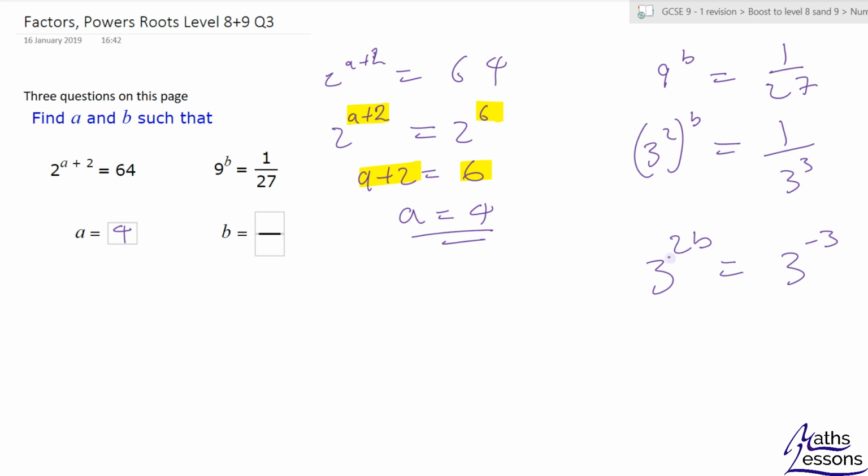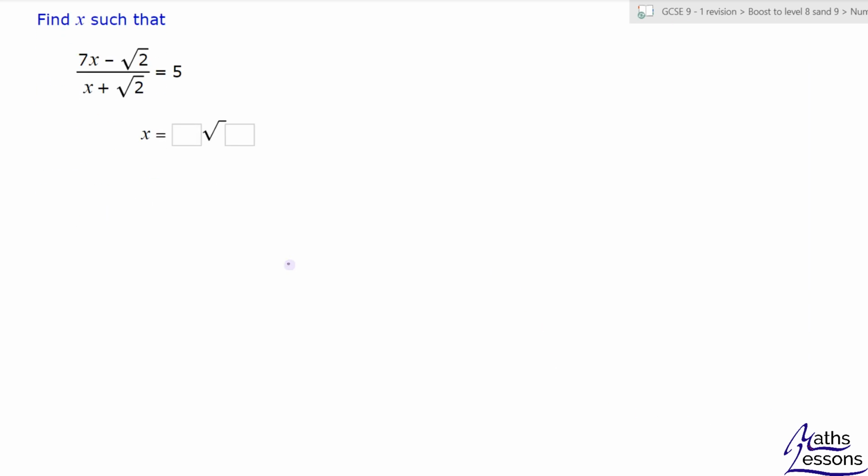And so again, we've got 3 to the something equals 3 to the something. So now the somethings must be equal. So let's put 2b equals minus 3. So b equals minus 3 over 2. Okay, have a go at this one. I'm going to give you 2 minutes to think about this one.